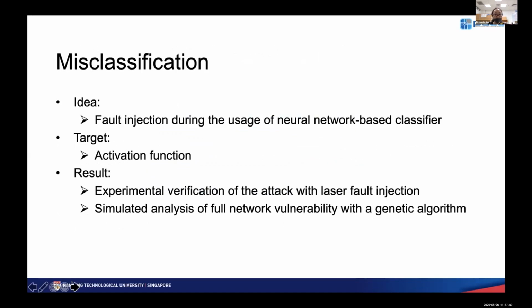For misclassification, the main idea is to have fault injection during the usage of a neural network-based classifier. And our attack target is the computation of activation functions of the neural networks. For the result, we have experimentally verified the attack using laser fault injection. And we have simulated the analysis of full network vulnerability with a genetic algorithm. Here, the genetic algorithm is used to optimize the choice of faulty neurons in the neural network.